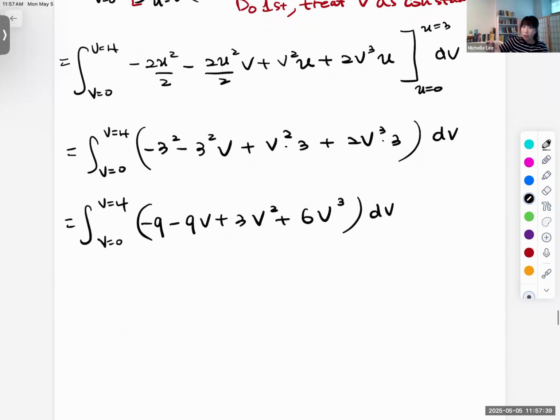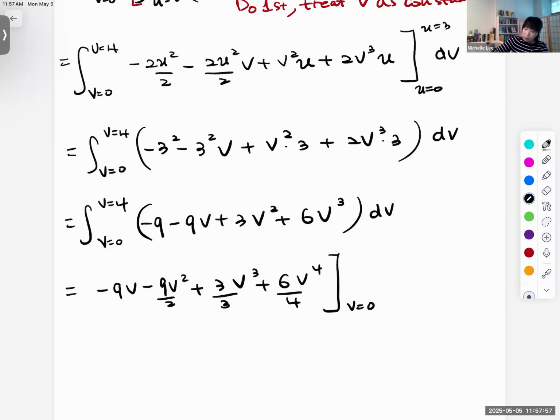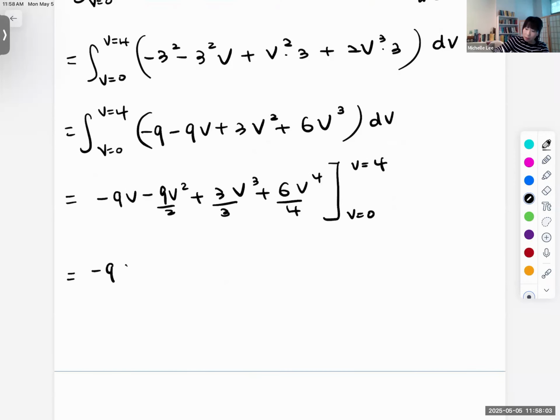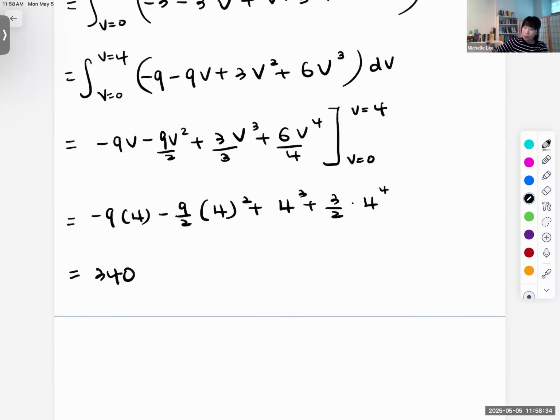Now we integrate with respect to v. So negative 9v minus 9v squared over 2 plus 3v to the third power over 3 plus 6v to the fourth power over 4. We want to evaluate from 0 to 4. So there will be negative 9 over 2 times 4 squared plus 4 to the third power plus 3 over 2 times 4 to the fourth power. The rest is 0. Your turn, please calculate. Did you get 340?